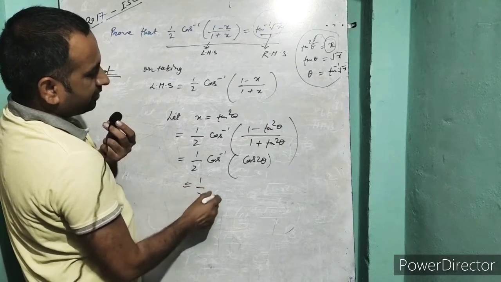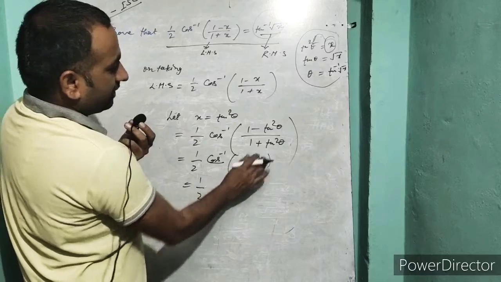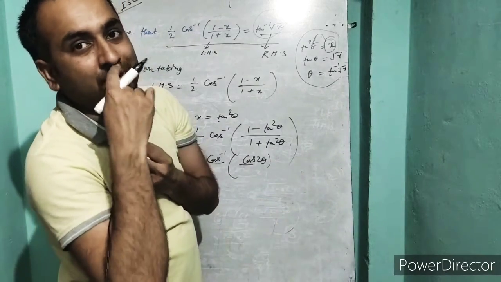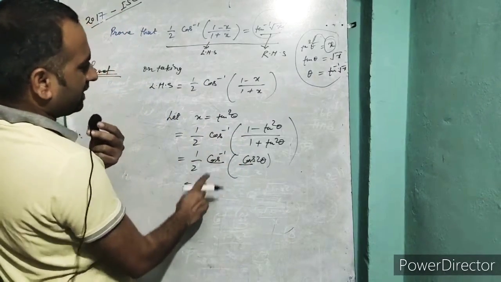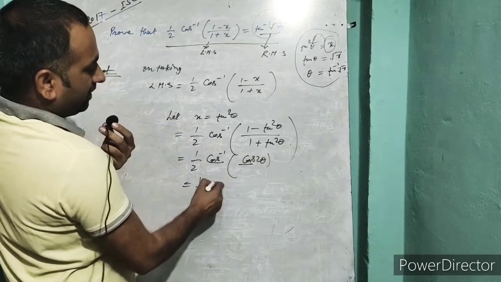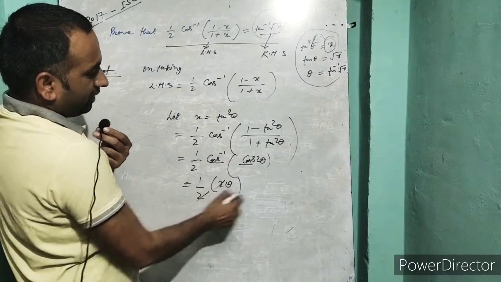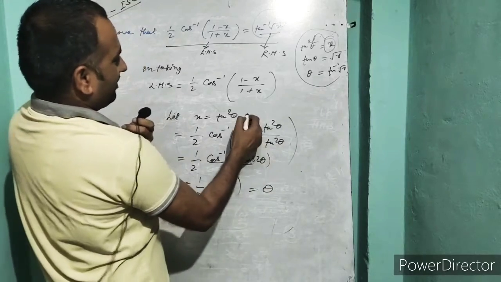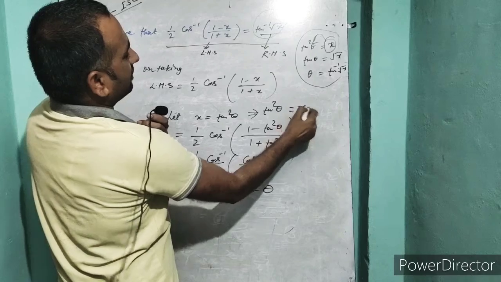And cos inverse cos will be cancelled. So 1 upon 2 cos inverse of cos, and here your 2 theta should belong to the principal range, but ignore all these things, you can apply directly. It will be what we have, we have 2 theta. Is it clear? So 2 cancels out. What we have here is theta, and theta is what? From here you can find that tan square theta is equal to x. So tan theta is what?